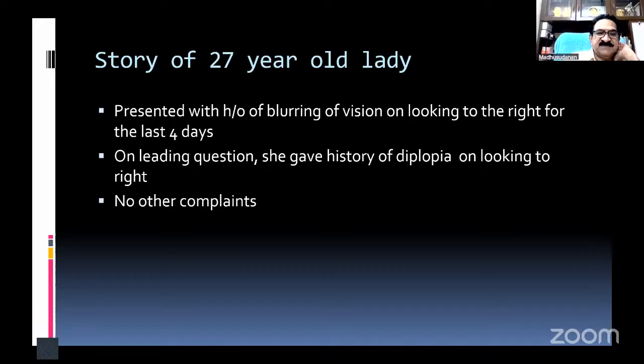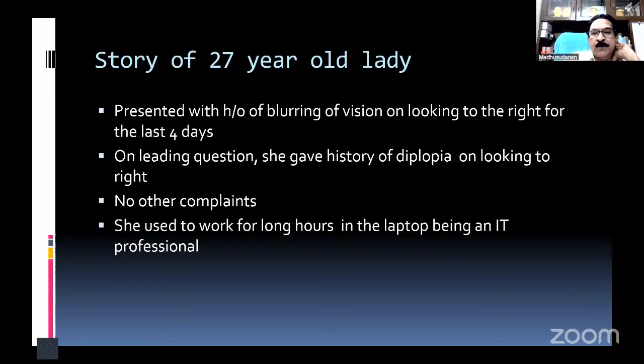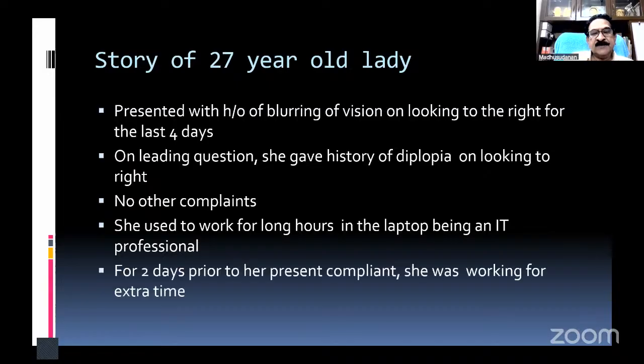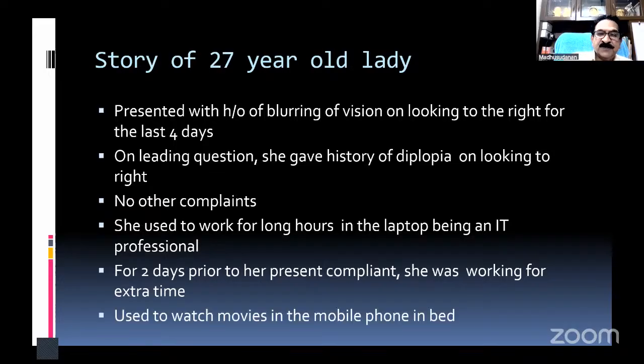No other complaints. She used to work for long hours on the laptop, being an IT professional. For 2 consecutive days prior to the present complaint, she was working extra time. And her husband was telling that she used to watch movies on the mobile phone in bed even at night. So that's the story. There's no other story. The only thing is blurring of vision on looking to the right side with binocular vision.